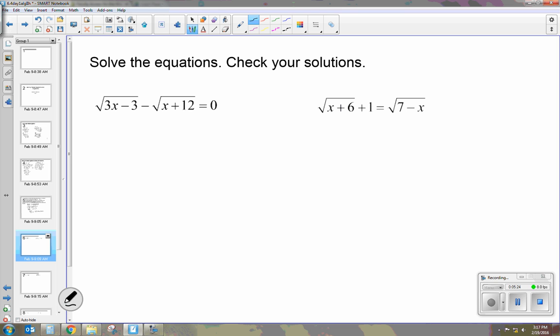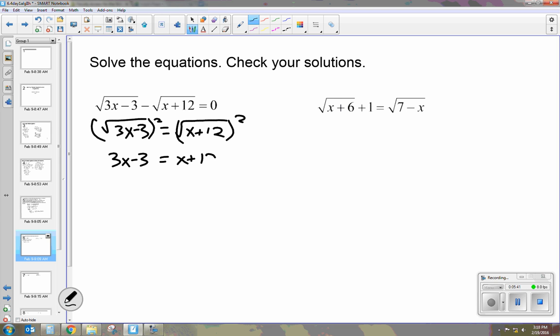To solve this problem, we want to add the second radical to both sides, so we have the square root of 3x minus 3 equals the square root of x plus 12. From here, we can simply square both sides. We're left with 3x minus 3 equals x plus 12. This simplifies to 2x equals 15.